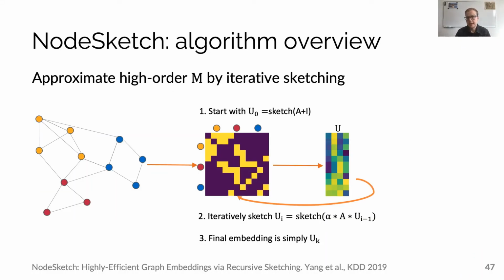Now we come to the last method of a bunch, NodeSketch, the most scalable one, where we approximate high order similarity matrix by the iterative sketching. So we start by sketching for the Jaccard similarity the adjacency matrix plus the diagonal matrix of the graph. And then we iteratively resketch with some parameter alpha, which controls the decay. So alpha is something closely related to PageRank alpha, something like 0.8, of A times the previous sketch, and we resketch, and the final embedding is not the concatenation or some reweighting of all the previous sketches, but just the last sketch that we have.